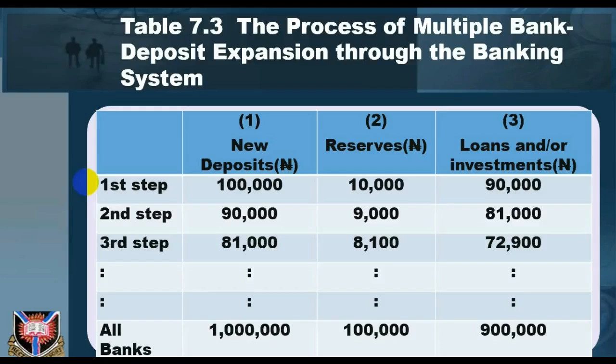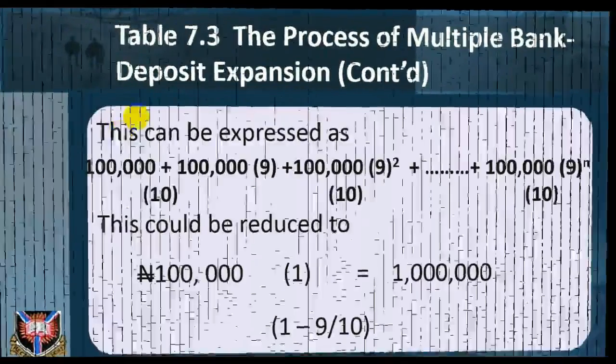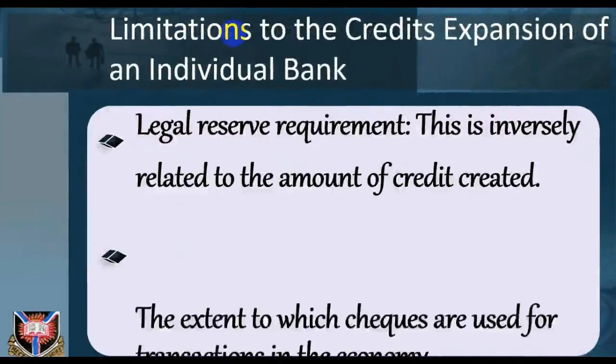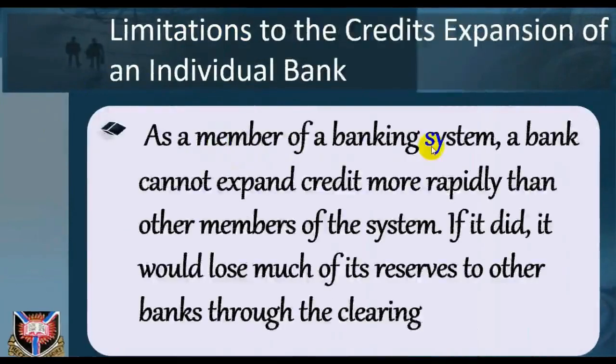Limitations to credit expansion of an individual bank. Number 1, deposit. The amount that an individual bank can lend is a function of the amount customers have deposited with it. Number 2, legal reserve requirement. This is inversely related to the amount of credit created. Number 3, the extent to which checks are used for transactions in the economy. Number 4, as a member of a banking system, a bank cannot expand credit more rapidly than other banks of the system. If it did, it would lose much of its reserve to other banks through the clearing house.